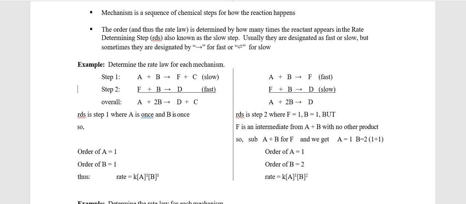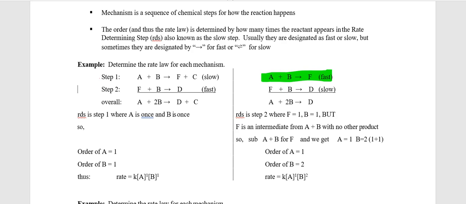So let's look at that. In the slow step, we have F once, B once. And that's what I wrote right here. F is once, B is once. Rate laws cannot be written on intermediates. Rate laws are written on reactants. So somehow we need to get F in terms of reactants. It's not so bad because up here, F is made from A and B.